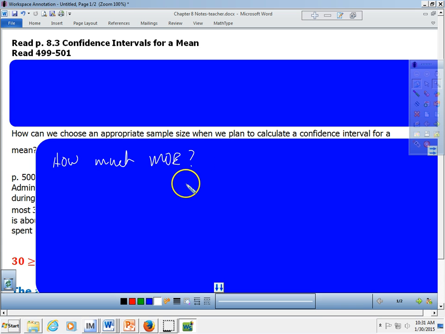Well, how do you go about calculating margin of error? Remember, from confidence intervals, it's statistic plus or minus critical value times standard deviation of the statistic. This part is your margin of error.